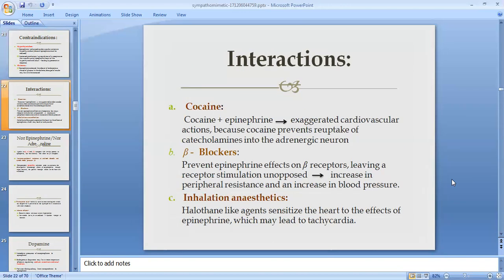Cocaine: if cocaine plus epinephrine is given combined, there is exaggerated cardiovascular action because cocaine prevents reuptake of catecholamine into the adrenergic neuron. Beta blocker: beta blockers prevent the epinephrine effect on the beta receptor, leaving alpha receptor stimulation unopposed, with an increase in peripheral resistance and hypertension. So it should be avoided. Inhalation anesthetics: halothane-like agents sensitize the heart to the effect of epinephrine, which may lead to tachycardia.